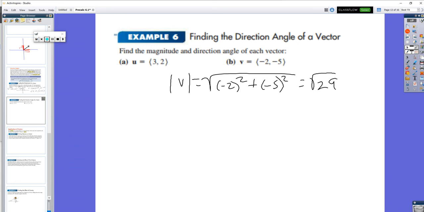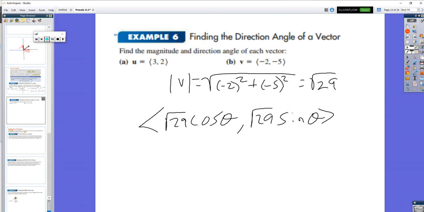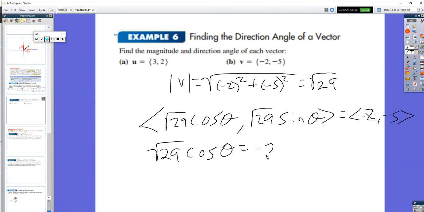So let's go ahead and take a look here. We now know that square root of 29 times the cosine of theta, square root 29 times the sine of theta, is equal to -2, -5. So that means that root 29 times cosine theta equals -2. Now I'm going to use the cosine theta here. You don't really have to. In my opinion, sometimes hanging out in quadrant 3 using cosine makes a little bit more sense, and usually students understand it a little bit better. So I'm going to go ahead and utilize root 29 cosine theta equals -2.